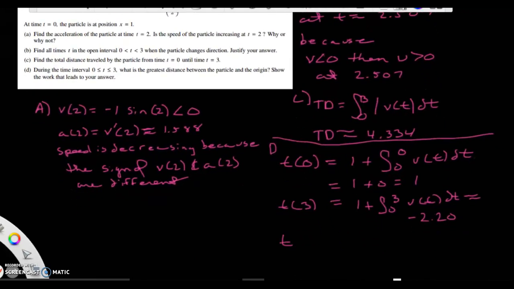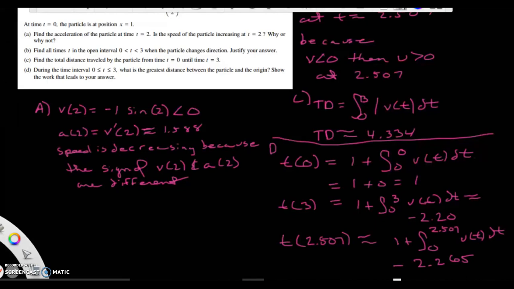Okay, that leads us to our last point. It's the point that we found in part B, which was 2.507. Or you could say the square root of 2 pi, which I believe is what the AB test or the College Board does. So the integral from 0 to 2.507 of v of t dt. When you do this, you're going to get negative 3.26. You have to add the 1, so it's negative 2.26, negative 2.265. So now compare all these numbers.